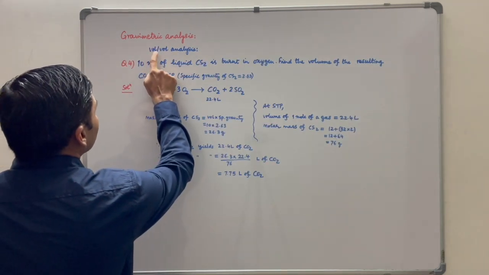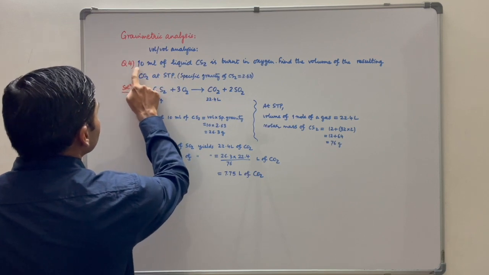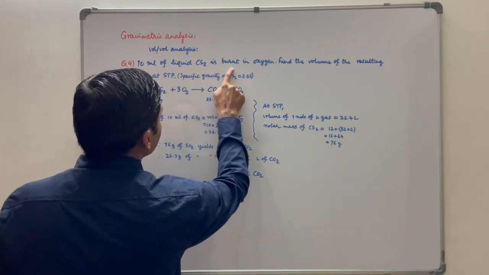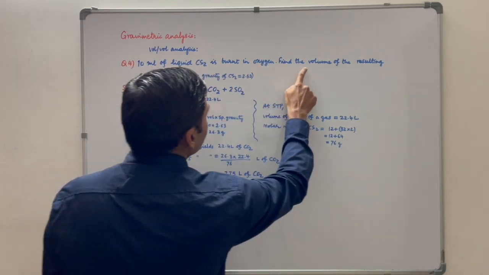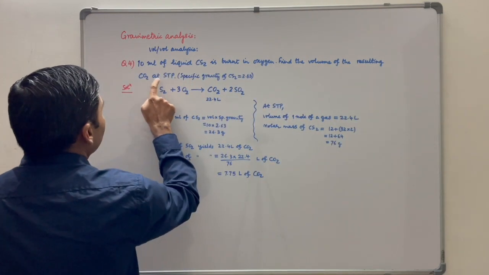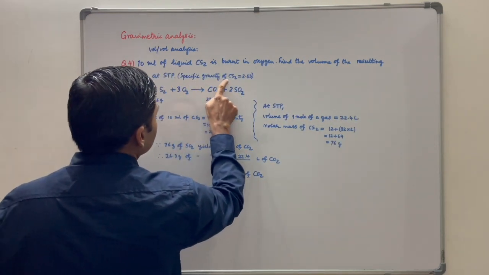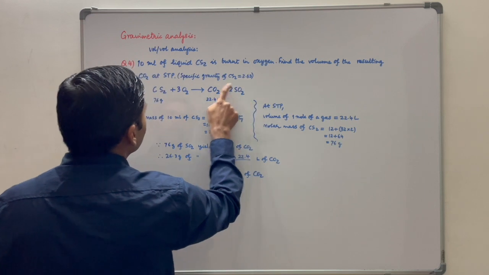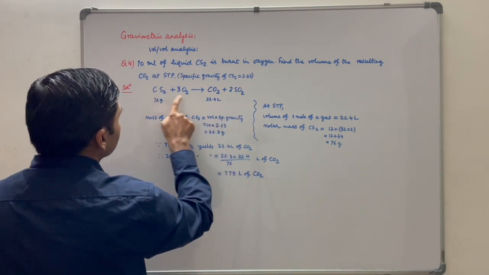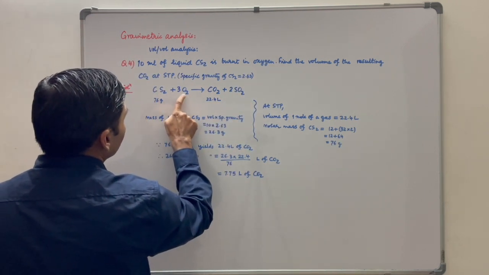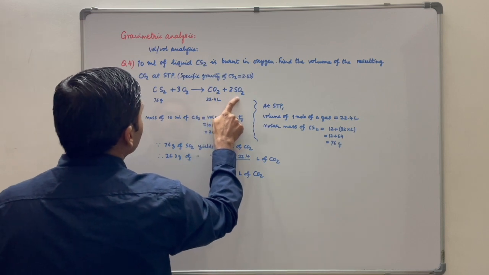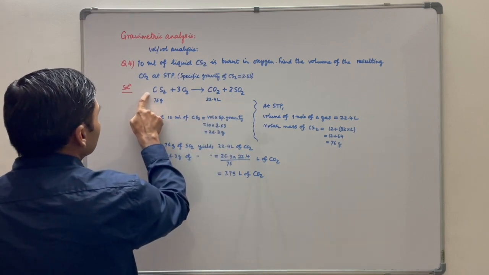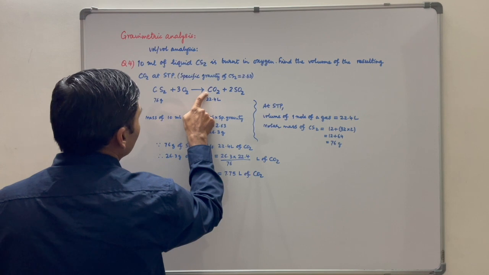Now let us see volume analysis. Question: 10 ml of liquid CS2 is burnt in oxygen. Find the volume of the resulting CO2 at STP. Specific gravity of CS2 is 2.63. Balanced chemical equation is given as CS2 plus 3O2 makes CO2 plus 2SO2. That means 1 mole of CS2 produces 1 mole of CO2.